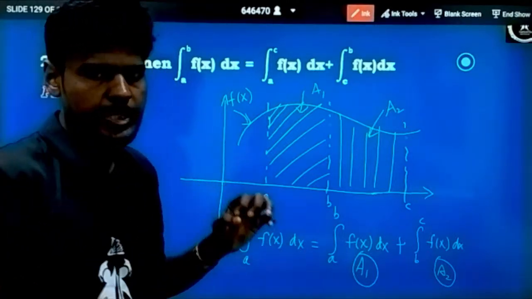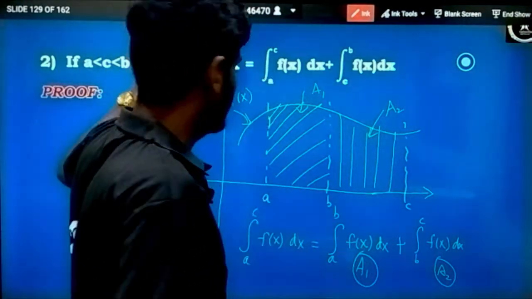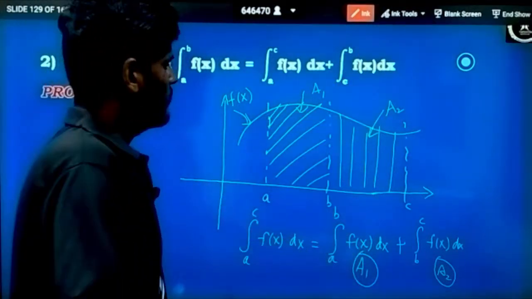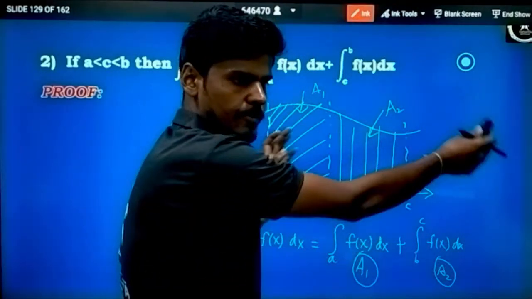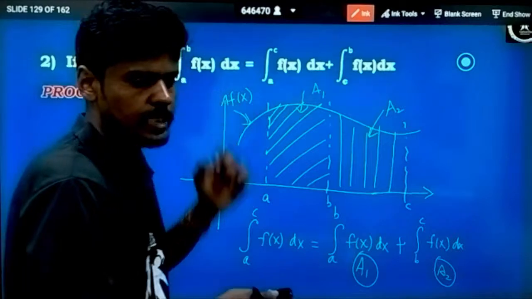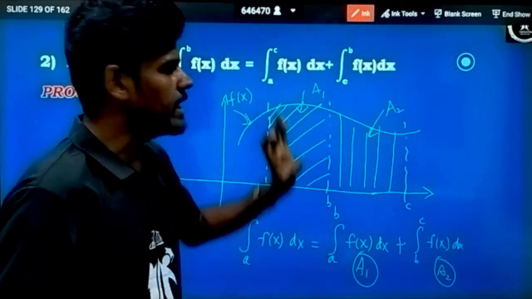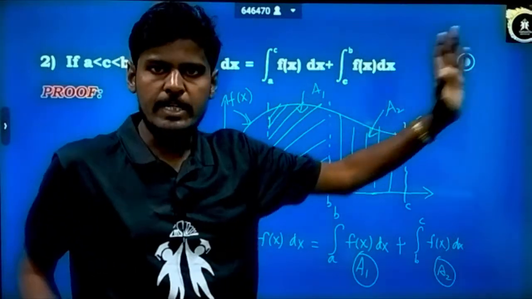So what we are trying to say is, by observation, any integral between two values can be split into different intervals. We can add the areas by consecutive areas, or we can also subtract some areas from the total area to get the resultant area. The answer will be the same. Right? This is the second property. And we can extend this to n intervals.